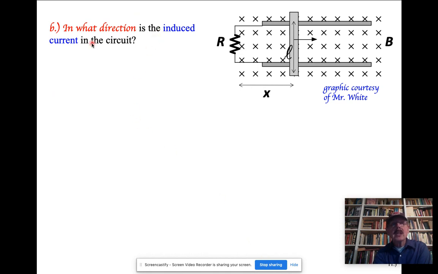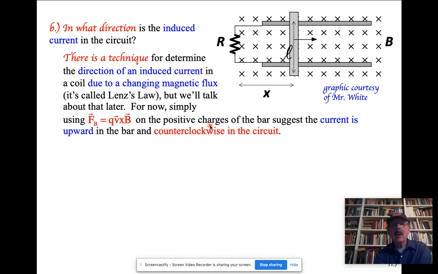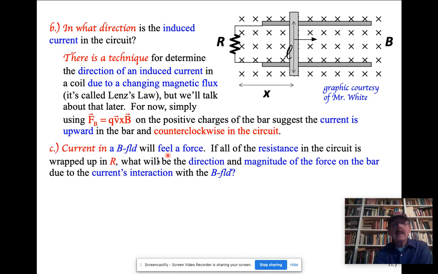In what direction is the induced current in the circuit? You could use F equals IL cross B to figure out what the direction of the force would be on a charge carrier through here. Or you could use what's called Lenz's law, which is what we're going to talk about the next time we meet. So I'm not actually going to do this problem because I'm going to wait until we talk about Lenz's law. It's going to turn out to be counterclockwise, but again, you don't need to really worry about that. What's the current in the wire?